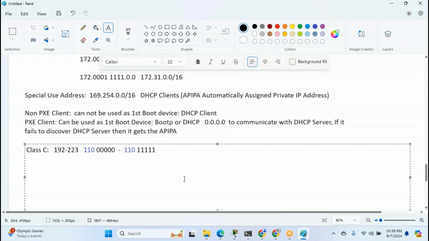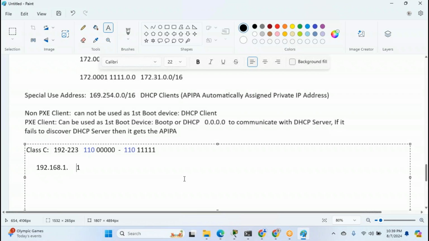So let's write down an address, 192.168.1.1. This is an IP address. We have to look at the first octet value. It is 192, which is in the range of 192 to 223. So from here we find that this address is class C.